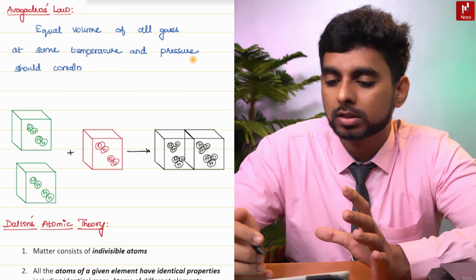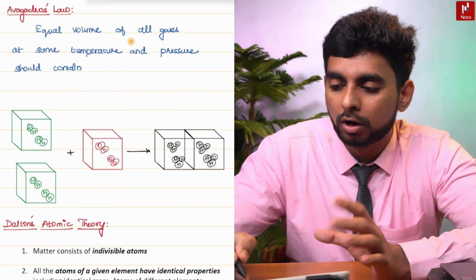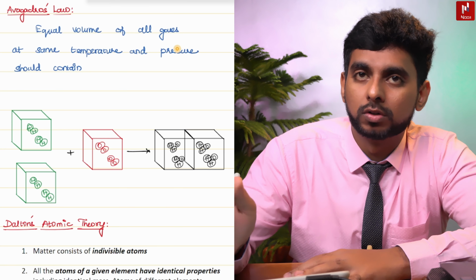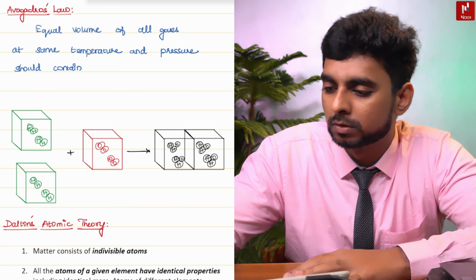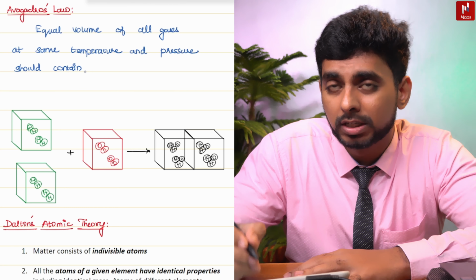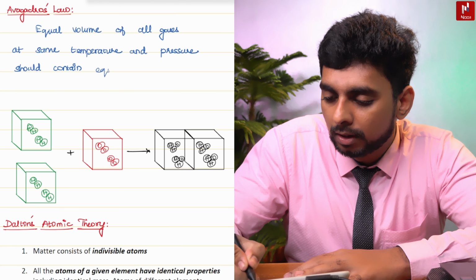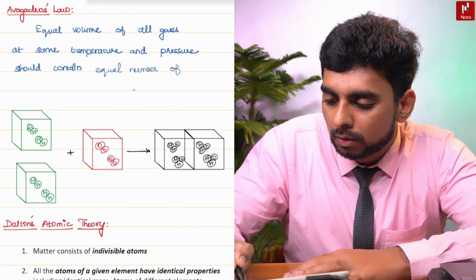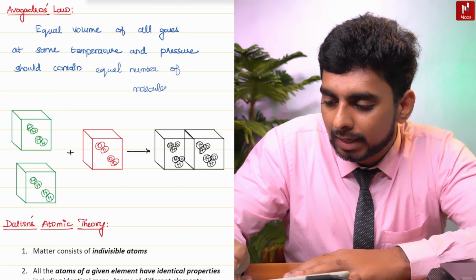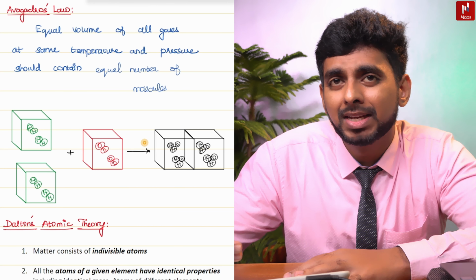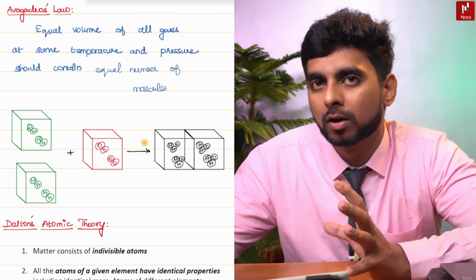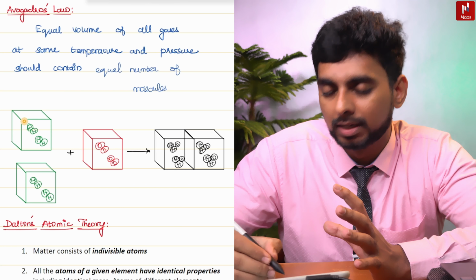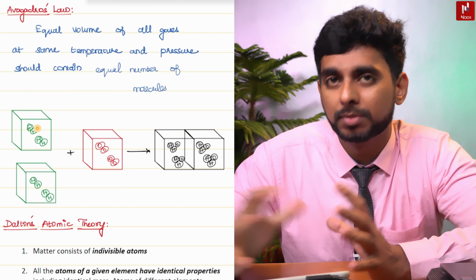So here, equal volume of all gases at the same temperature and pressure, whatever the gas is, should contain an equal number of molecules. Same number of molecules, or equal number of molecules, whatever it is. Got it? Here I didn't consider the mass. I just considered the volume, the space that it occupied. Fine. So here it is in the gaseous state, therefore it is very spaciously arranged.